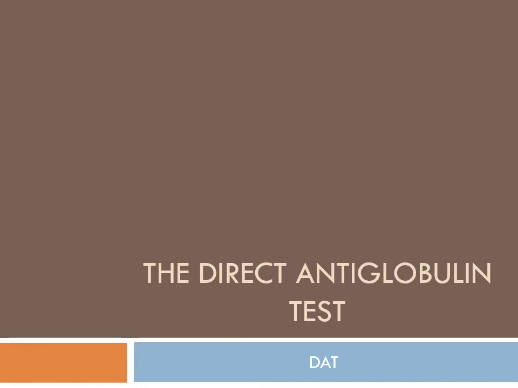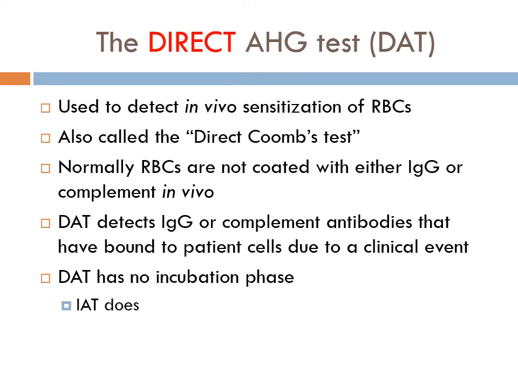The direct antiglobulin test, DAT. Another way of looking at this is the direct AHG test, as opposed to the indirect AHG test. So the DAT is used to detect in vivo sensitization of RBCs. So do we have antibody bound to RBCs in our body? It's also called the direct Coombs test. It's kind of an old school name for it.